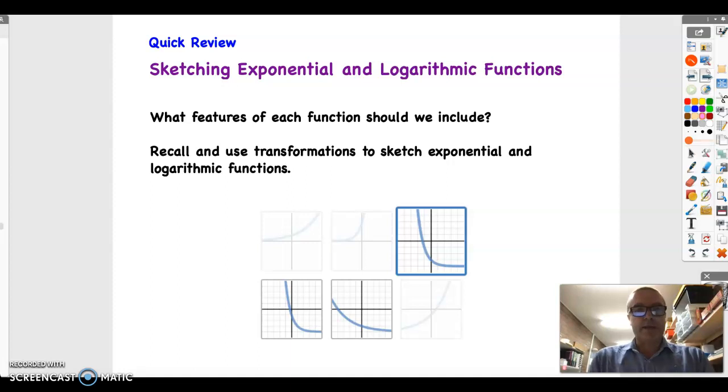So today we've looked at how to do these sketches. We understand what features of each function we should include, asymptotes, x-intercepts, and we've been able to use transformations to sketch those functions. Thanks very much.